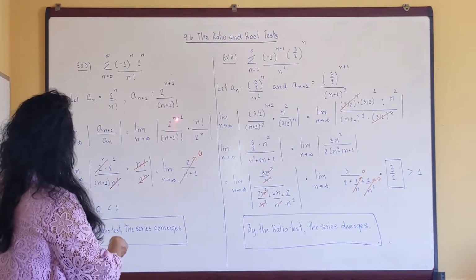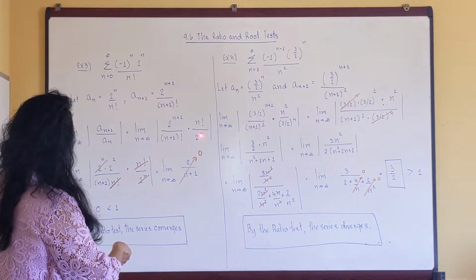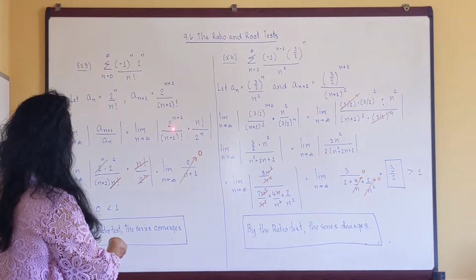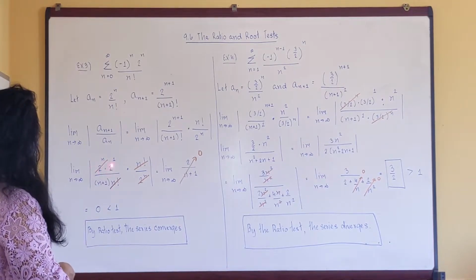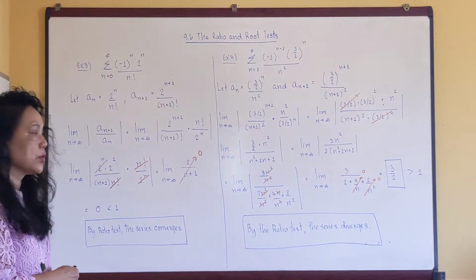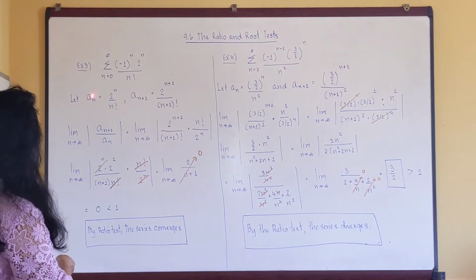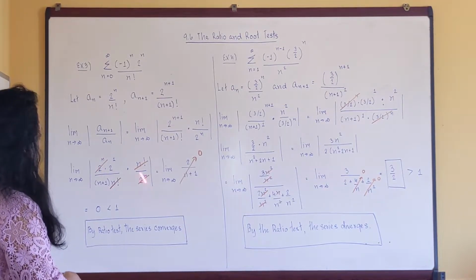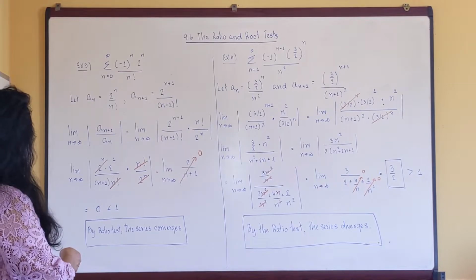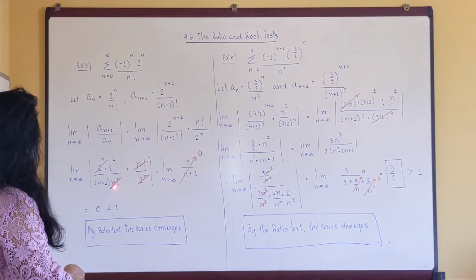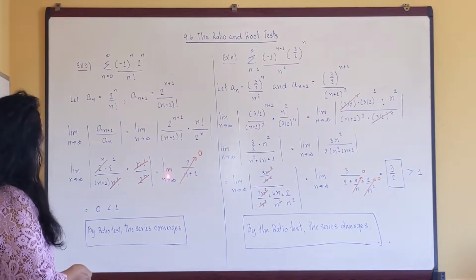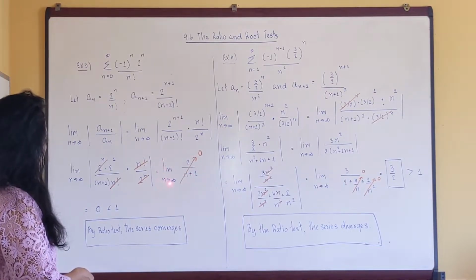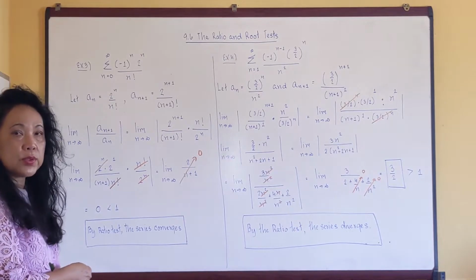Now I have 2 to the n plus 1 and 2 to the n. I'm going to rewrite the numerator as 2 to the n times 2 to the first. It's the same thing because it's the same base. If it's the same base, you just add the exponents. For that reason I can reduce 2 to the n and 2 to the n. After I reduce these, I'm left with 2 over n plus 1, and the limit as n goes to infinity is equal to 0.